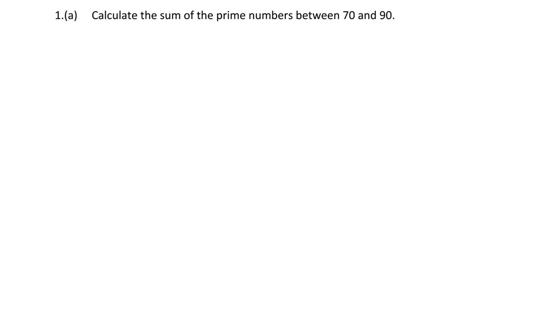Question number 1, part A. Calculate the sum of the prime numbers between 70 and 90. For this one, you have to remember that prime numbers are all the numbers that can be divided by 1 and itself, except 1. Now let us list all the prime numbers available between 70 and 90. So we have 71, 73, 79, 83, and 89.